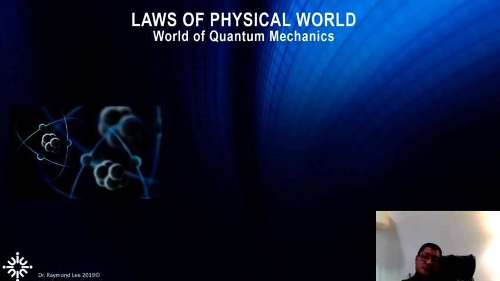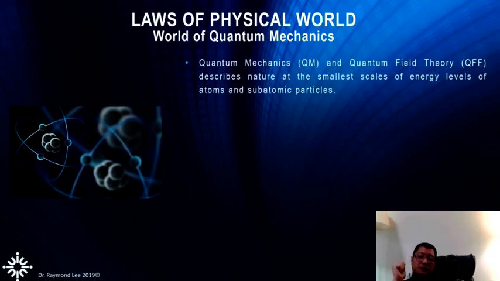Simulation. So quantum mechanics and quantum field theory are two different kinds of thing. They describe the nature of the smallest scale of energy level or subatomic particle, including the atom, the nucleus, the electron, and so on, and the proton. Or the positron. There is something called positron. It's just like electron.